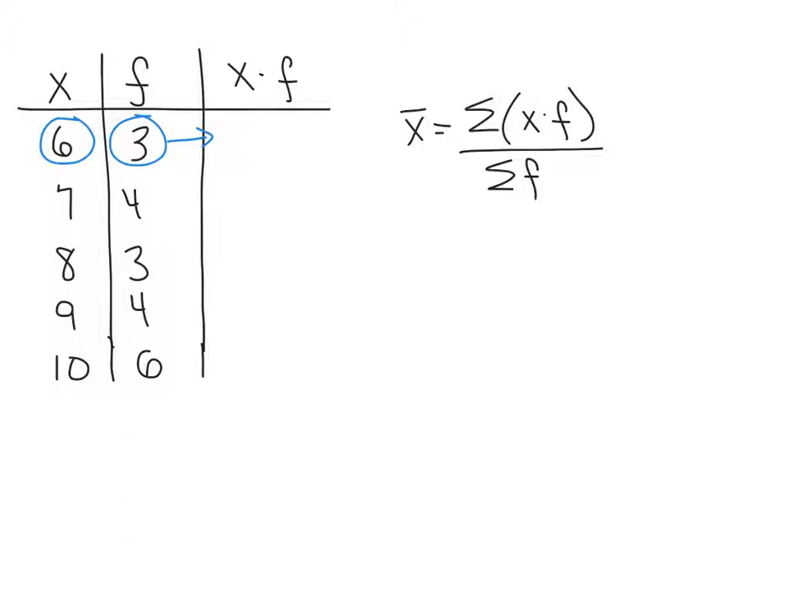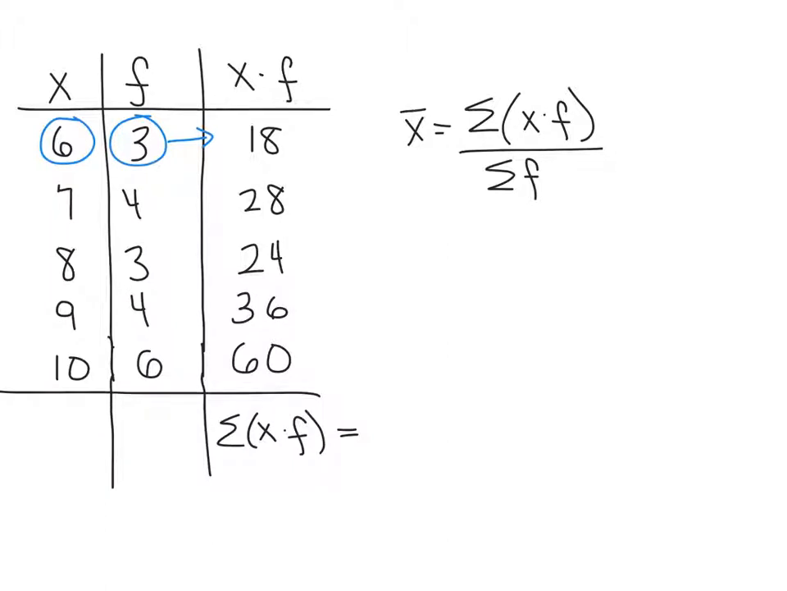So 6 times 3 is 18. Then we have 7 times 4, which is 28. 8 times 3 is 24. 9 times 4 is 36. And 10 times 6 is 60.